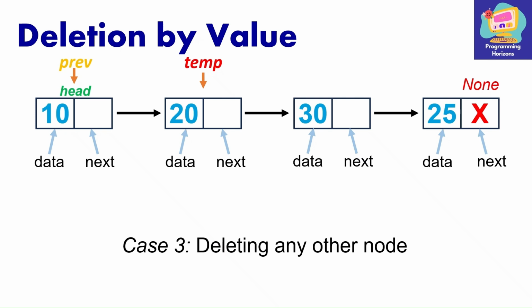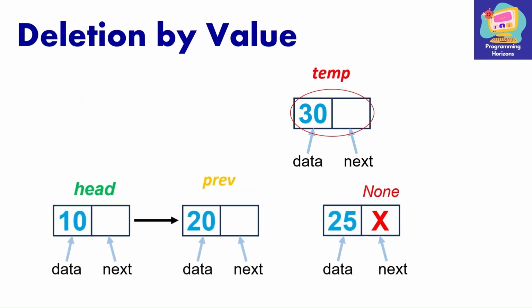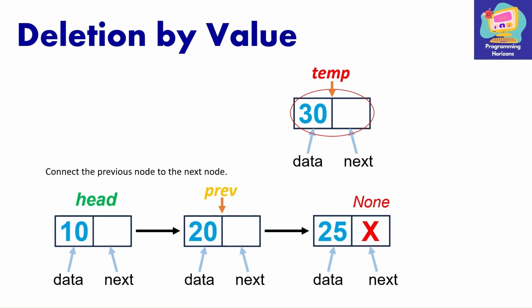At the second node, we find that the value 30 is not present, so we will again jump to the next node. This time, temp is pointing to the third node's address, while previous will be updated by the second node's address. Now, to unlink node 30 from the list, we will connect the next of the previous node with the next node of the temp node. And finally, the garbage collector of Python will delete the temp node by clearing its memory.